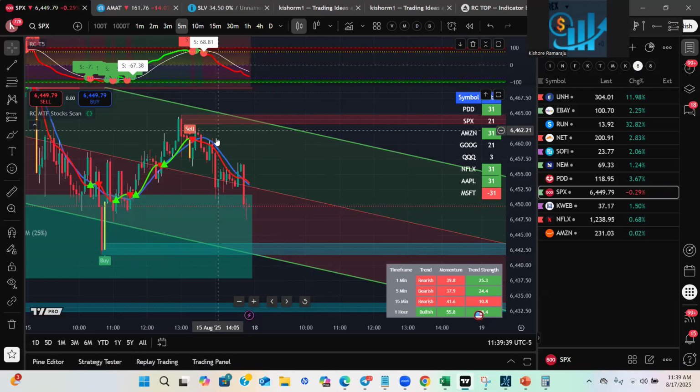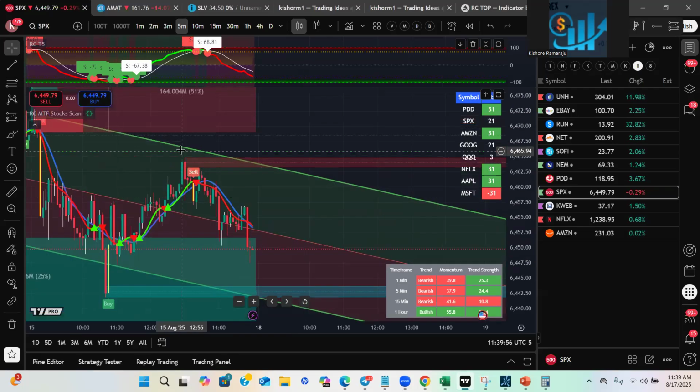With bull puts or bear calls, you take less credit and your risk is high, right? You may collect $100, $150 here, but if it goes against your direction, you have $350 risk. You do a bear call here, suddenly it starts going up, you collected 150, but if you are doing a 5 point spread, 64.60, 64.65, suddenly it goes up, you have $350 risk. So your reward is less, your risk is high.